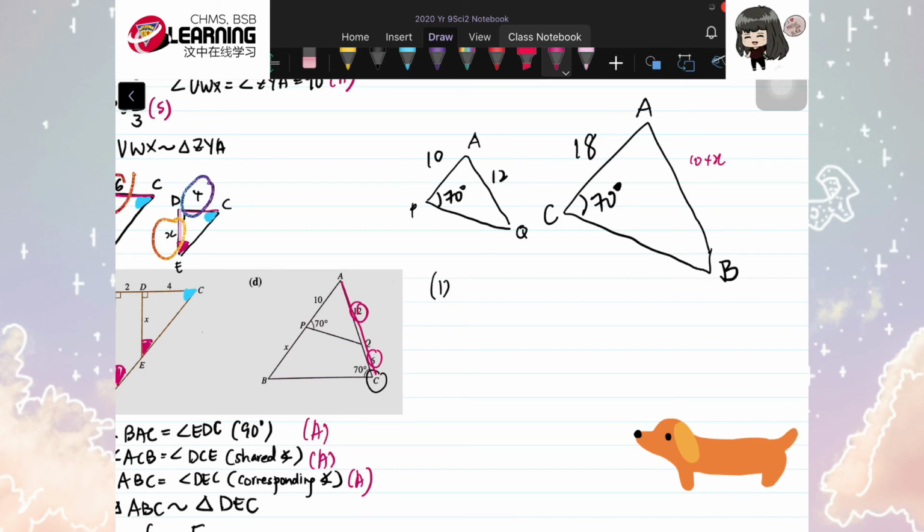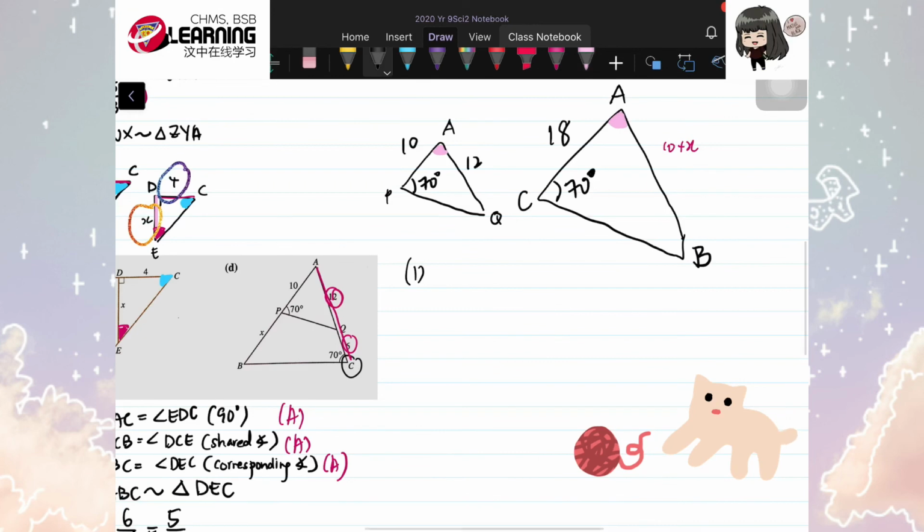Now, what else do we have? We have a common angle. You see the common angle, A here and this A here. First of all, can we use SSS? No, because we are not given 3 pairs of sides. Can we use SAS? No, because we only have 1 pair of sides and not two pairs of sides. So here we use angle, angle, angle, because the first angle is already given as 70 degrees, the same. The second angle is the common angle, so the third one must also be the same. So we mention all 3 angles as our reason.